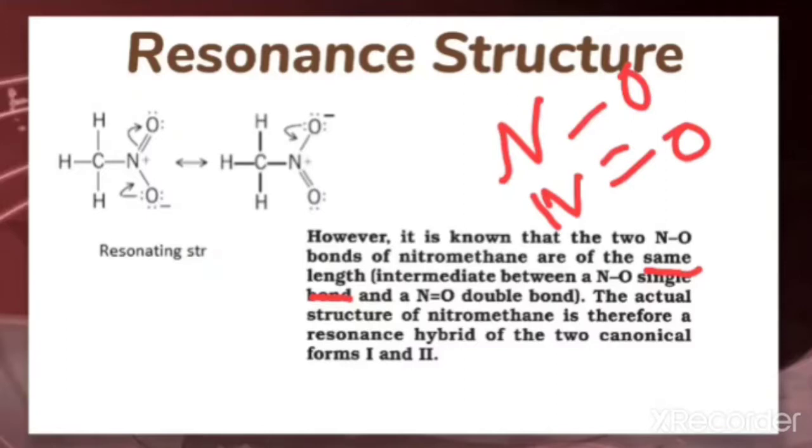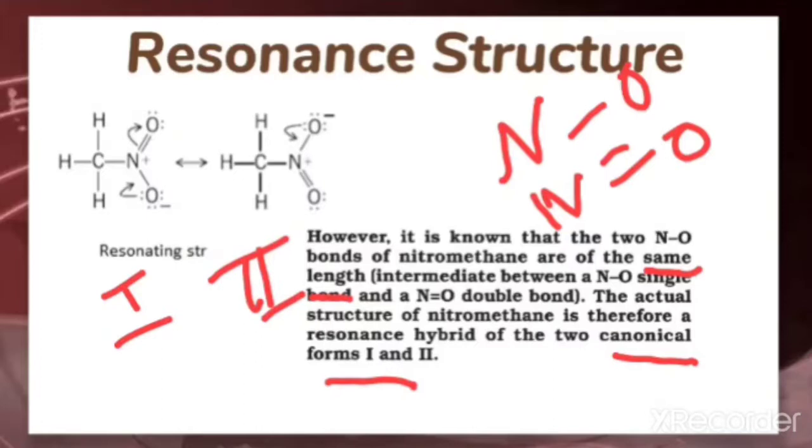So the actual structure of nitromethane is the resonance hybrid of the two canonical forms, that is the first and the second. These two are the resonating structures, and another name for them is canonical forms. These are the resonating structures, and the actual molecule is the hybrid of these two.